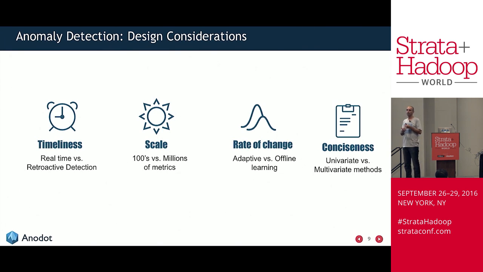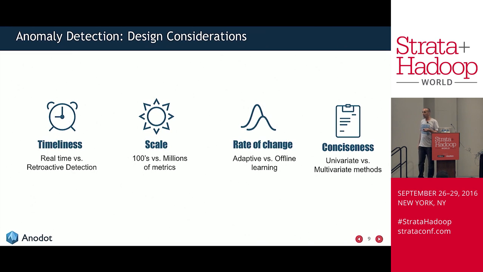Do I need to get alerted on the anomalies really in real time? Or is it something that can happen retroactively? Is it something that I don't have to have beforehand? And if you tell me that there was an anomaly a month ago, I can still do something with that. So that's timeliness.